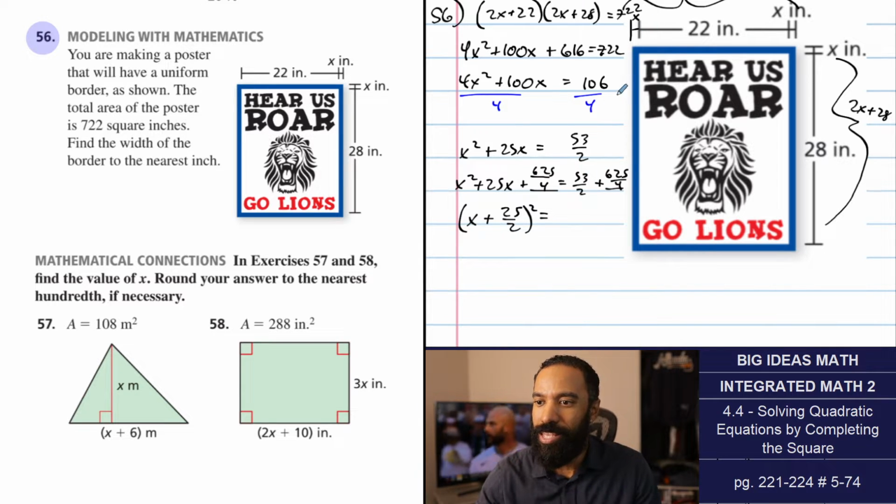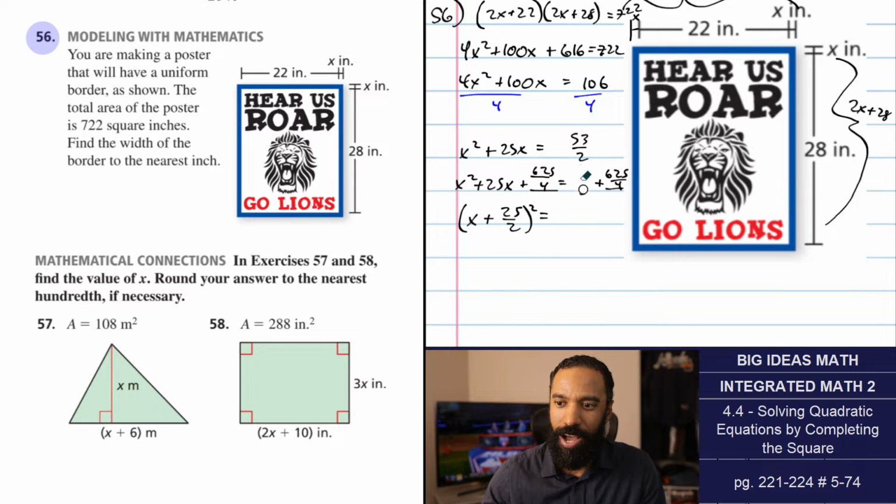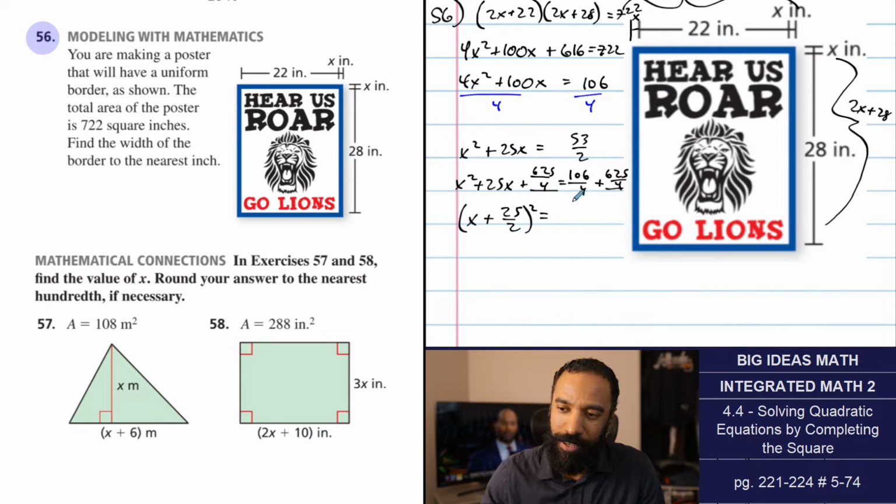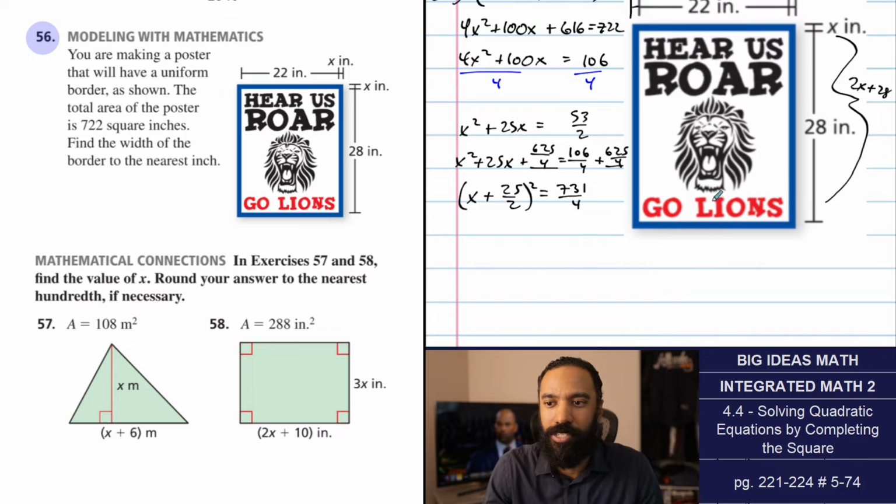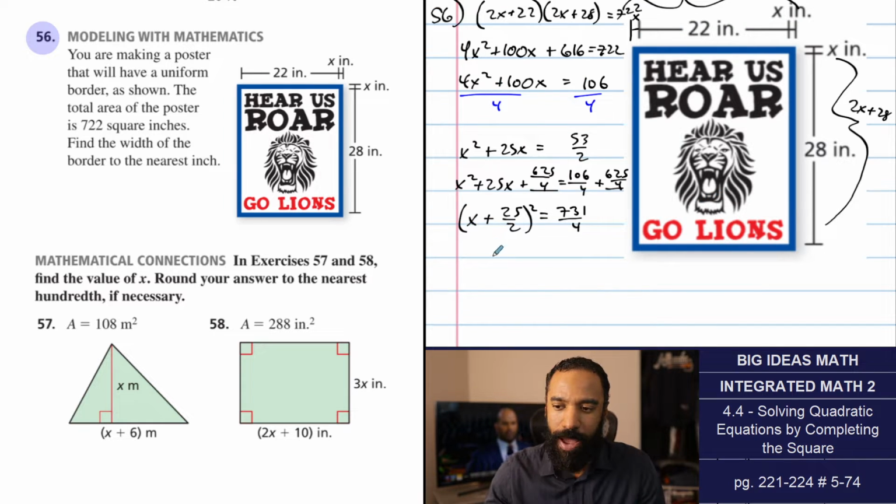53 over 2 is 106 over 4. Maybe I should have left this as 106 over 4, because we're going to combine it with this. So 106 over 4 plus 625 over 4 gives us 731 over 4. Okay. Yes, that's to the nearest inch, so it's going to be probably some irrational stuff.